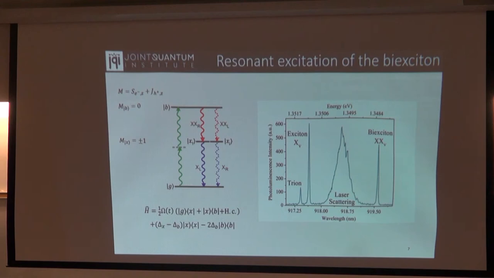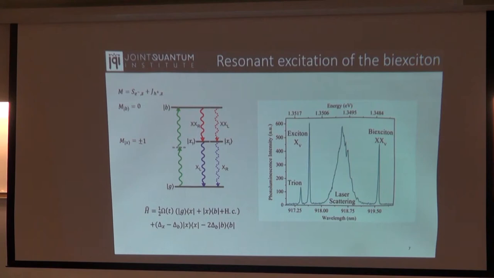And we pumped the dryon as well, which I didn't show you. That's some level with another hole in the ground state. So sometimes the system ends up in the ground state after we did this. We don't know why. Maybe some residual charge that drops in or so. And we excite the dryon.